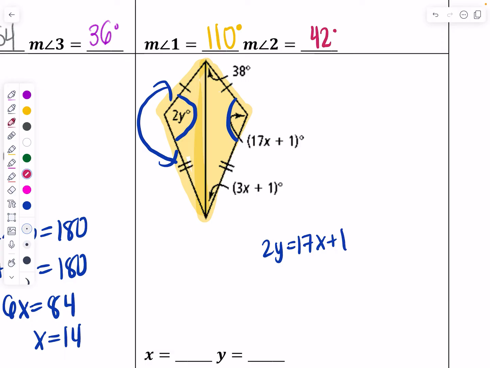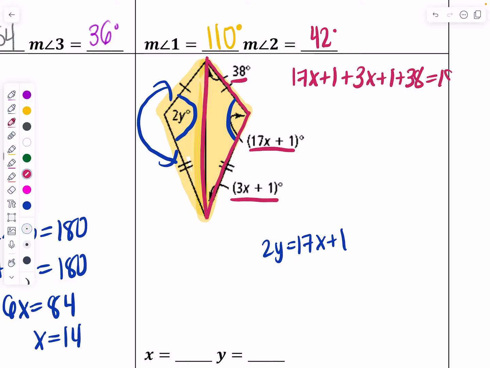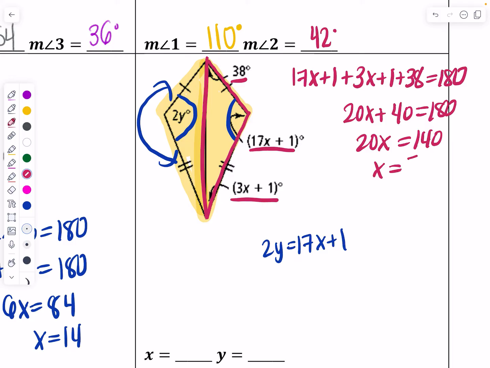So let's go look where there's more variables. This is 17x plus 1. This is 3x plus 1. So what do I know about the angles in the triangle that is on the right side with the 38? All three of those should have a sum of 180. So let's create an equation that only has an x in it: 3x plus 1 plus 38 equals 180. And so I can combine some like terms. So that becomes 20x plus 40 equals 180. So we get 20x equals 140. And so when I solve for x, I'm going to get 7.